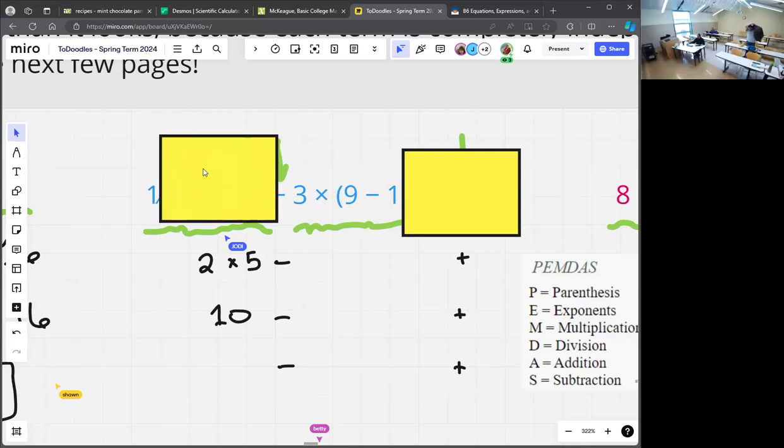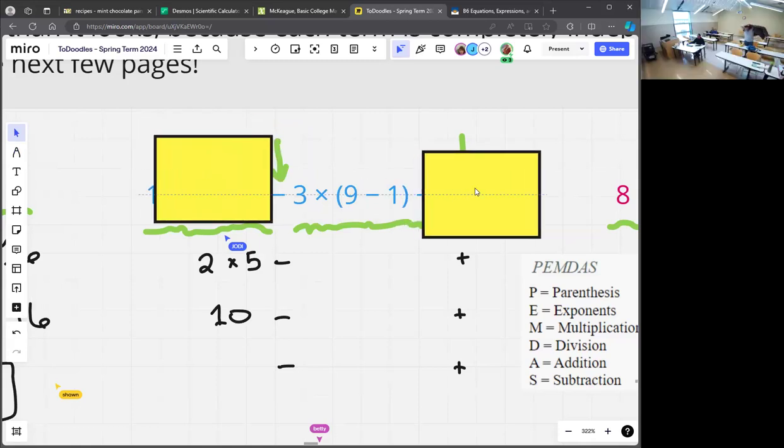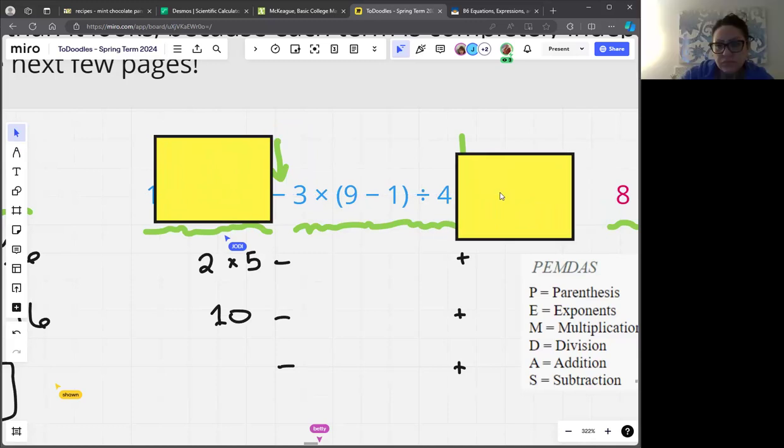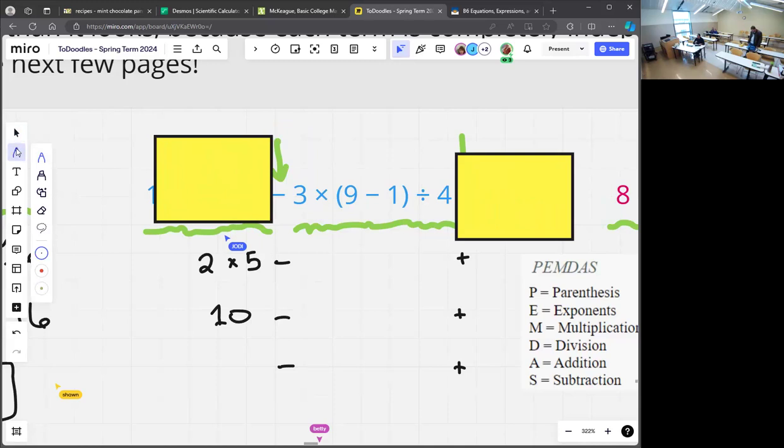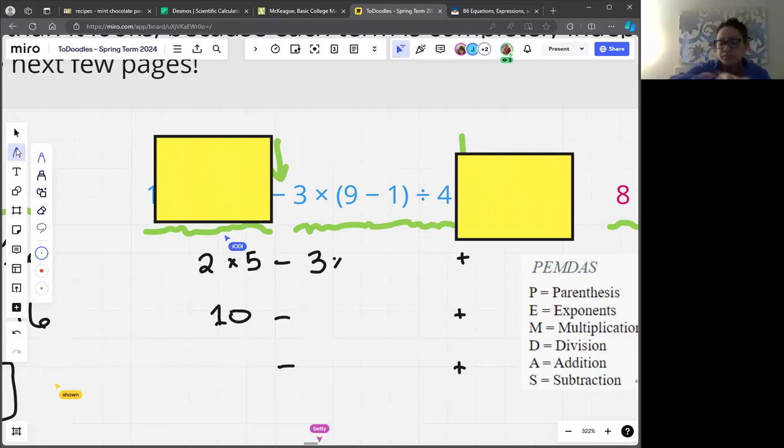Okay, here's the second. That's better than nothing. I don't see it all. Okay, what goes first in the second term? The parentheses. What is 9 minus 1? 8.